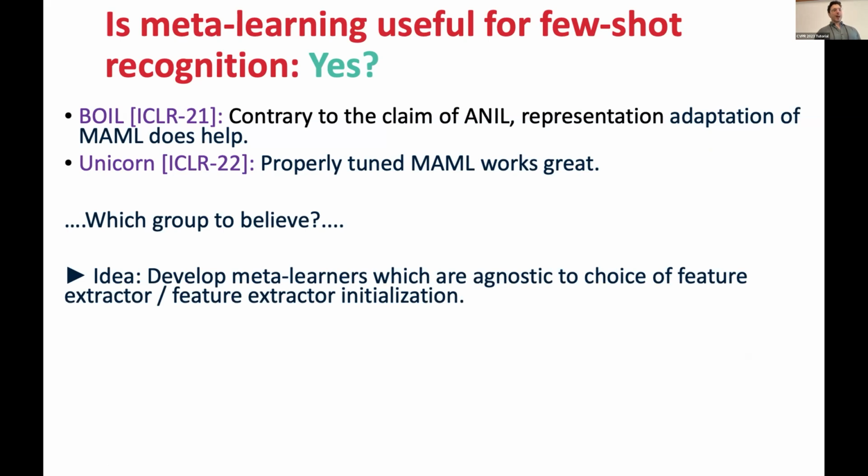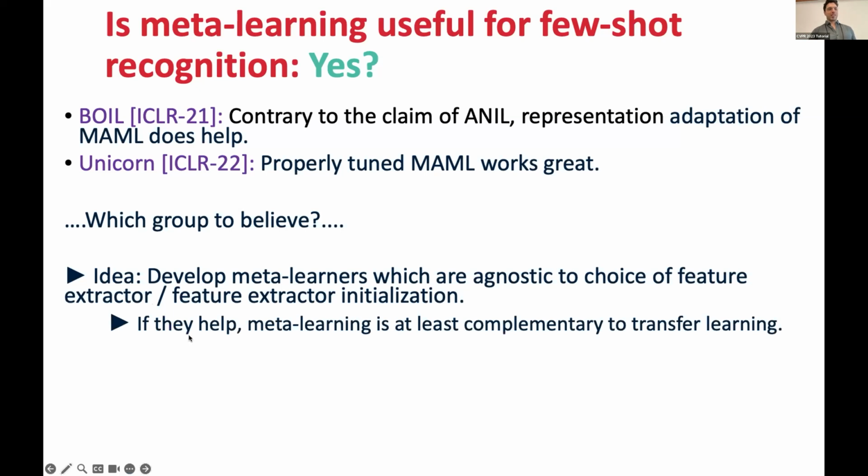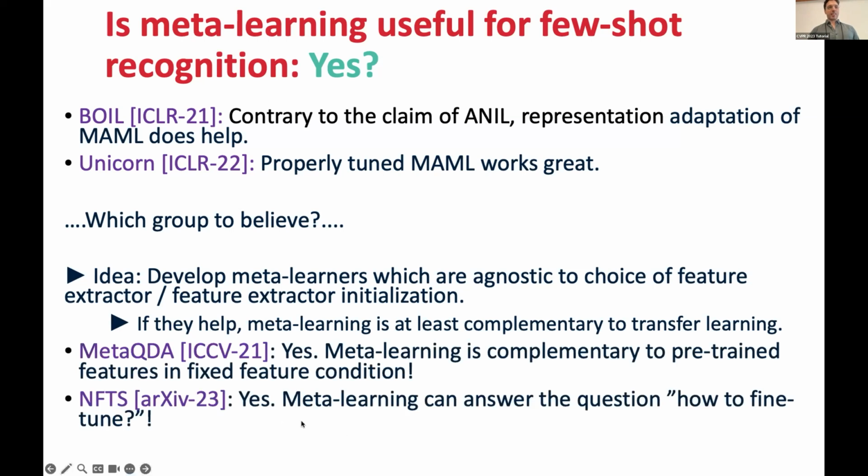One of the ways in which we try to disentangle this issue is by developing meta learners which are agnostic to the choice of feature extractor. In MAML, of course, the whole point is learning the initial condition of the feature extractor. So we don't want to do MAML, but if we can find a meta learner that's agnostic to the choice of feature extractor and still helps, then at least we can say that meta learning is definitely complementary to transfer learning. We can't necessarily say which is better, but we can say that it's complementary at least, right?